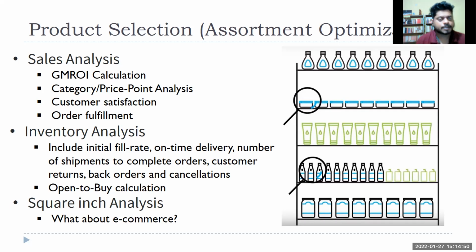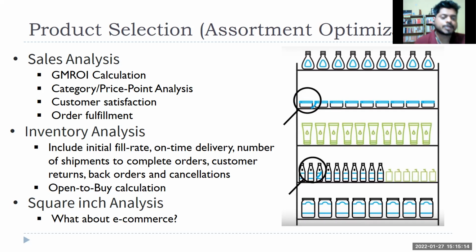Then order fulfillment. So this is from my supplier side, right? Some brands will delay daily to fulfill your order. So I have to look into whether I should keep those SKUs or items or not, right? Because customers keep coming for those products, but my supplier is not providing them to me. Then I have to think in that way, right? So this is on the sales side.